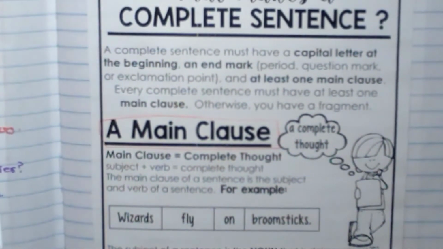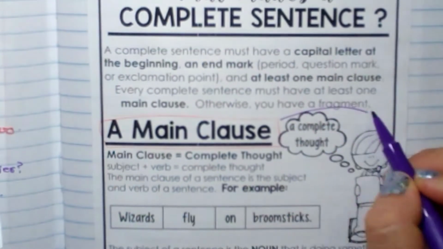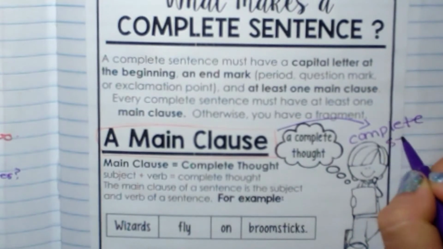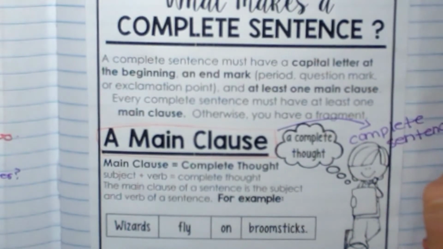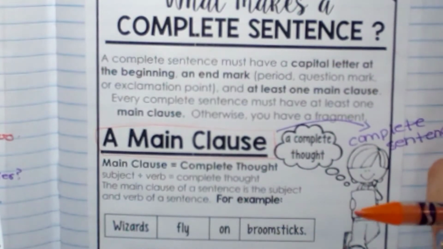It says a complete sentence must have a capital letter at the beginning, an end mark, which is punctuation, period, question mark, or an exclamation point, and at least one main clause. A main clause is a complete thought. A main clause is a complete sentence. So in order for it to be a complete sentence, it has to have a main clause. They're the same thing. A main clause is a subject and a verb. You have who or what the sentence is about, and you have what the sentence did. And we talked about that last week with subjects and predicates.